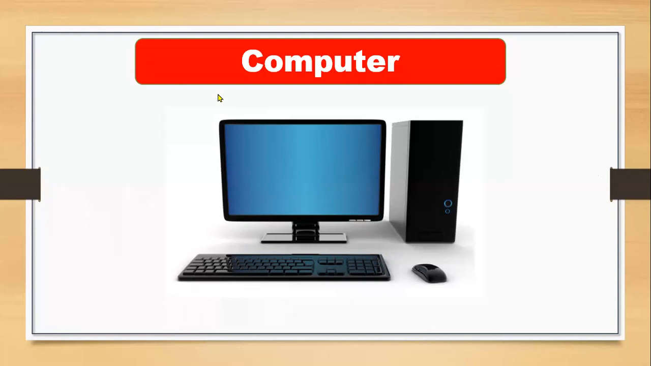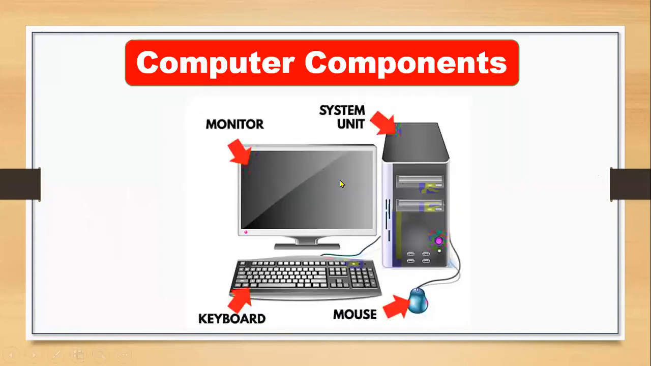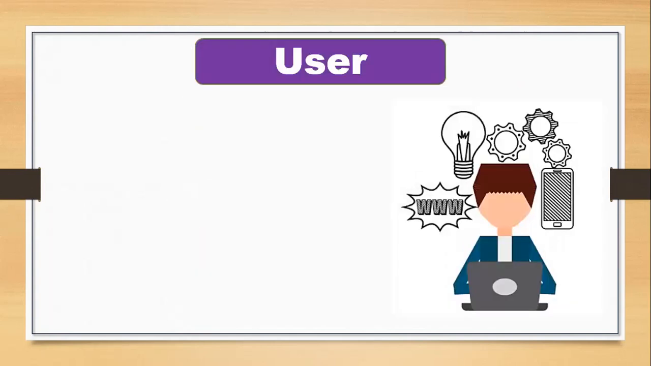As you know, this is the computer, and there are computer components: monitor, keyboard, mouse, and system unit, which we also call in short form CPU. So what is the user? Can you see this man? He is writing. The man has a lot of ideas. He is using his mind and writing on the computer and sending information to the computer.